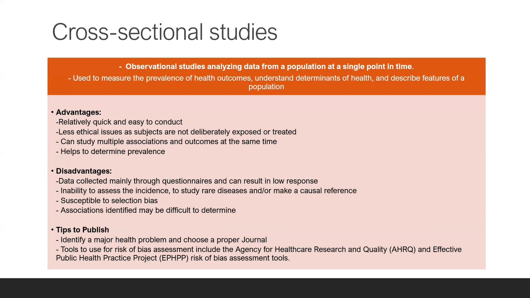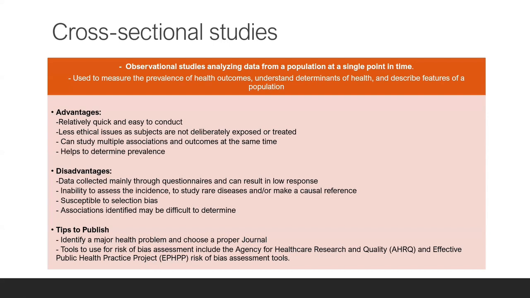So the outcome can vary, the exposure can vary between times. For example, in winter, you don't have pollens, so you won't have that association. Advantage is it's relatively quick and easy to conduct. There are not many ethical issues in doing cross-sectional studies, because it's not a deliberate exposure or deliberate treatment, it's something that's happening. You can study multiple associations at the same time in a single study, and it helps to determine prevalence. You can calculate certain values with this, and the data is usually collected through questionnaires.